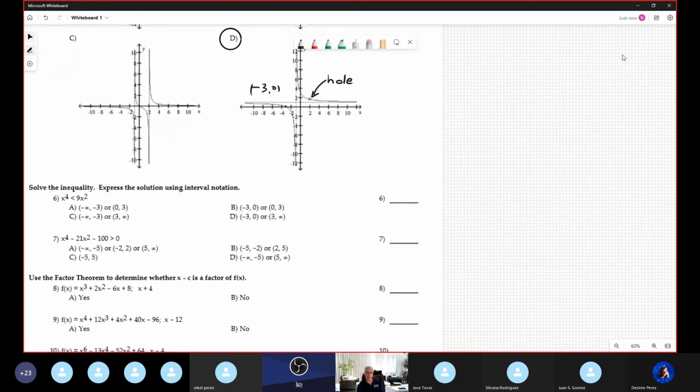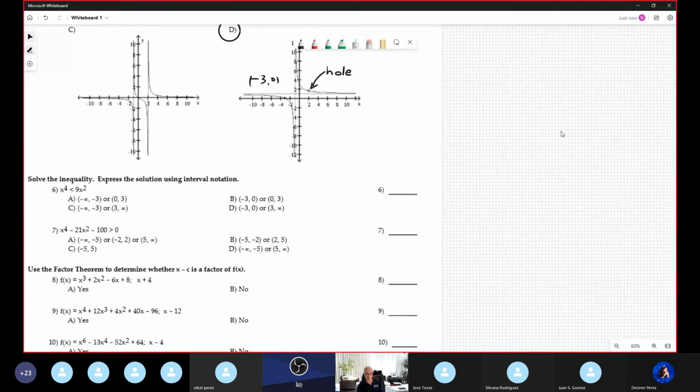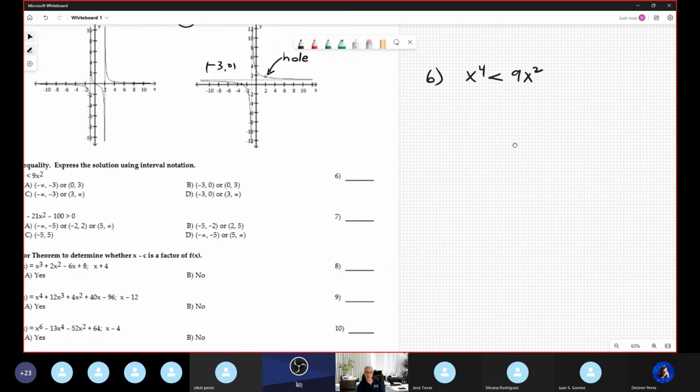Okay, no problema. Let's move on to 6 and 7, which is super easy. Polynomial inequality. Let's do number 6: x to the 4th power less than 9x to the 2nd. And remember, for solving this kind of inequality, the right-hand side must be 0. You move 9x squared to the left.